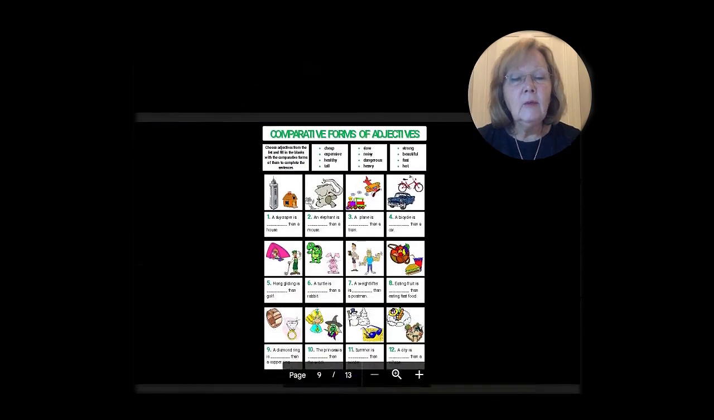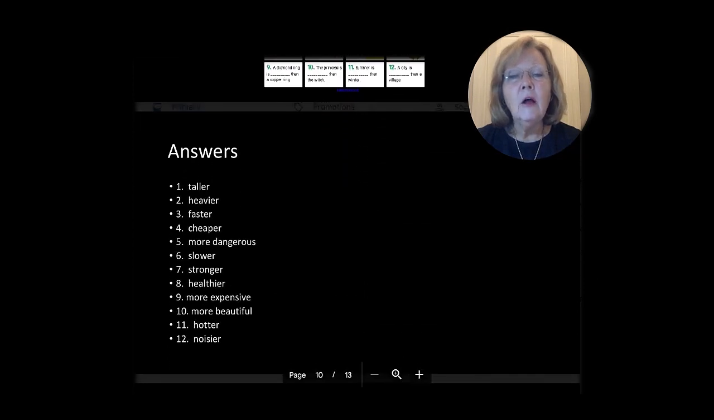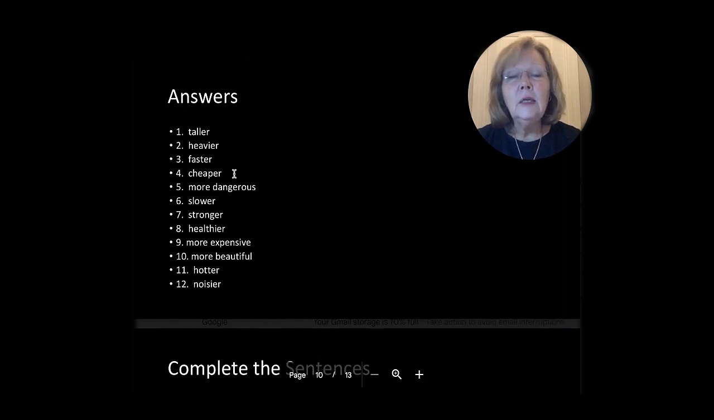Then here's a little worksheet you can work on. Again, pause your video. The words to choose are here at the top, and then put them in the boxes here. The answers are taller, heavier, faster, cheaper, more dangerous, slower, stronger, healthier, more expensive, more beautiful, hotter, and noisier.